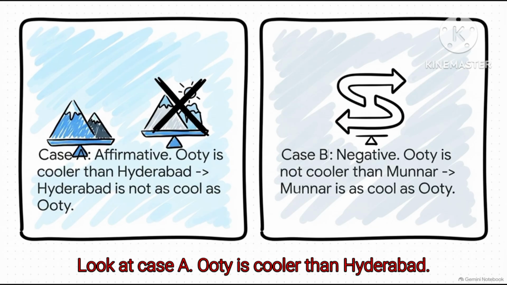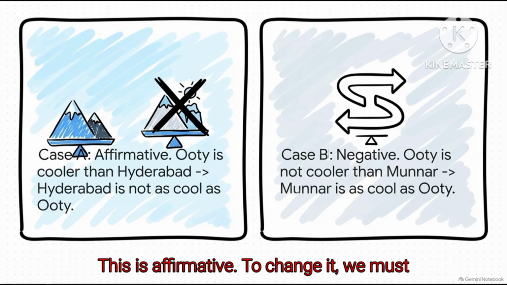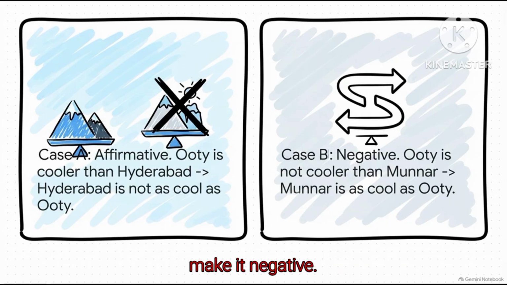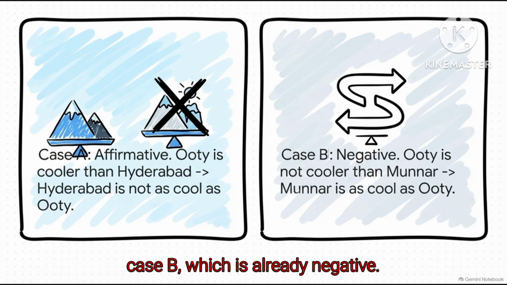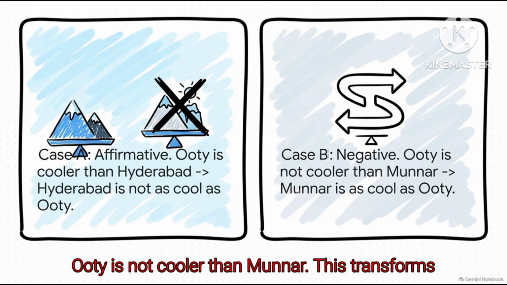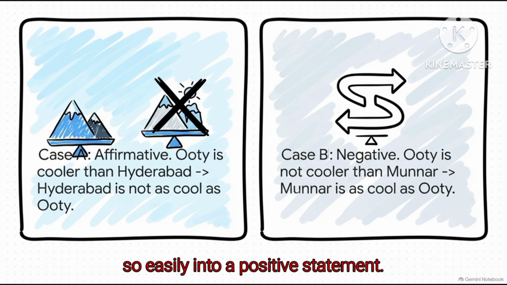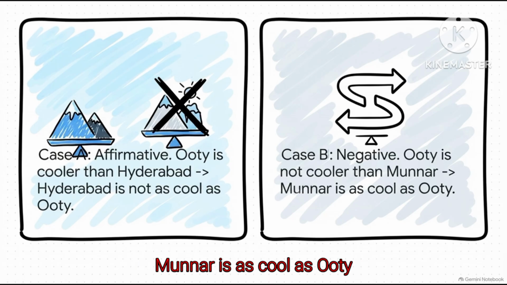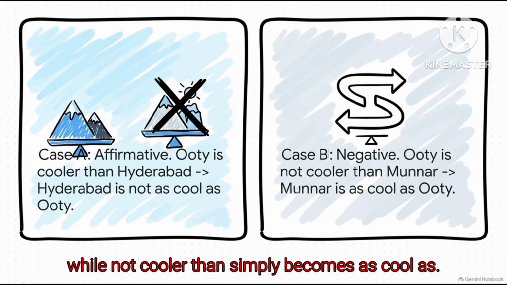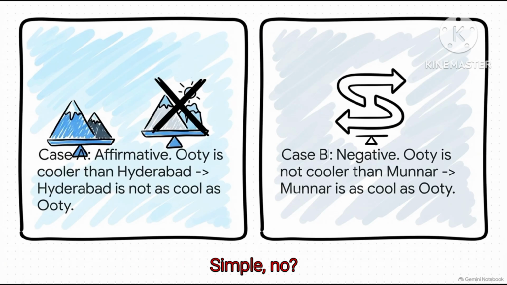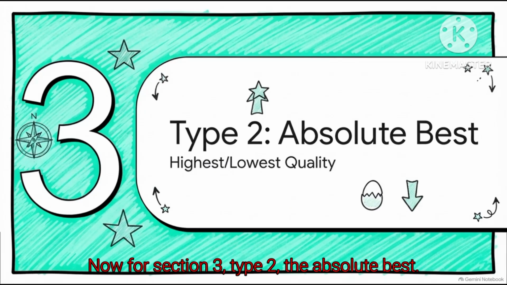Look at case A. Uri is cooler than Hyderabad. This is affirmative. To change it, we must make it negative. Hyderabad is not as cool as Uri. Now look at case B, which is already negative. Uri is not cooler than Munnar. This transforms so easily into a positive statement. Munnar is as cool as Uri. Notice how cooler than becomes not as cool as, while not cooler than simply becomes as cool as. Simple, no? Now for Section 3, Type 2, the absolute best.